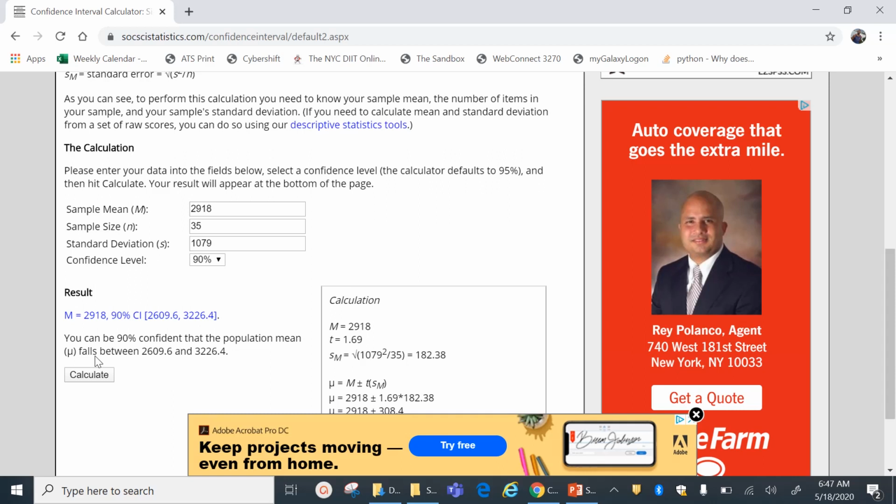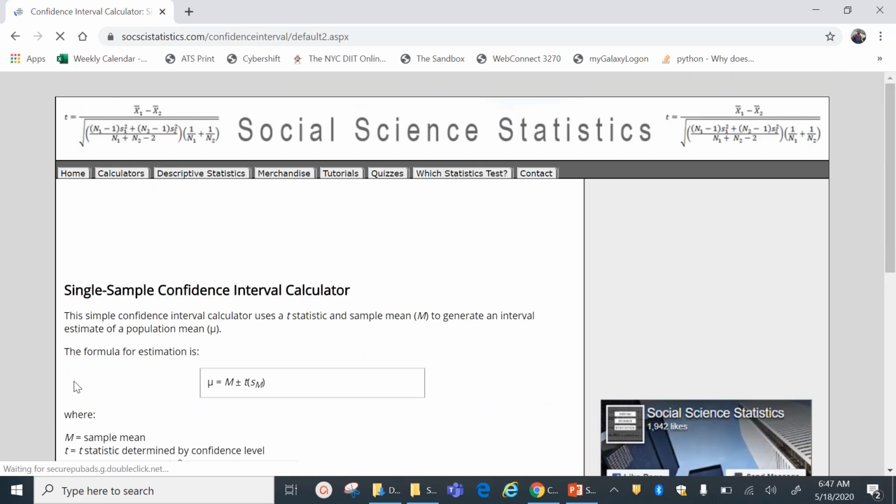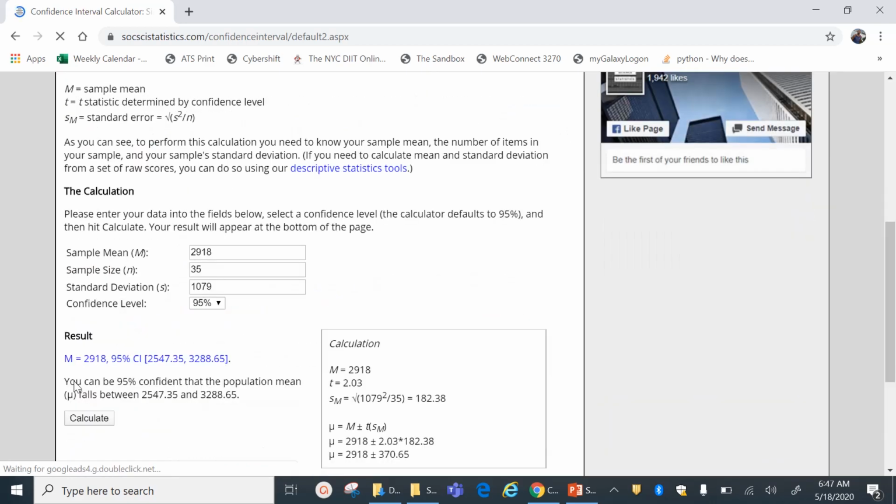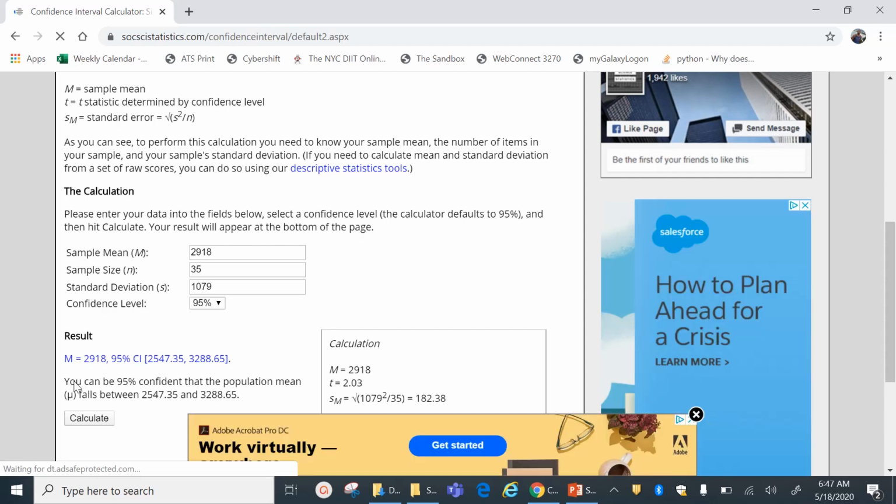Now, quick question. What do you think will happen when I change it to 95? Is it going to get wider or more narrow? Let's see if you remembered. Remember, 95% more confident means it should be wider, right? Because we're going to expand that a little more. So it's going to start at 2,547 and it's going to cap at 3,288.65.